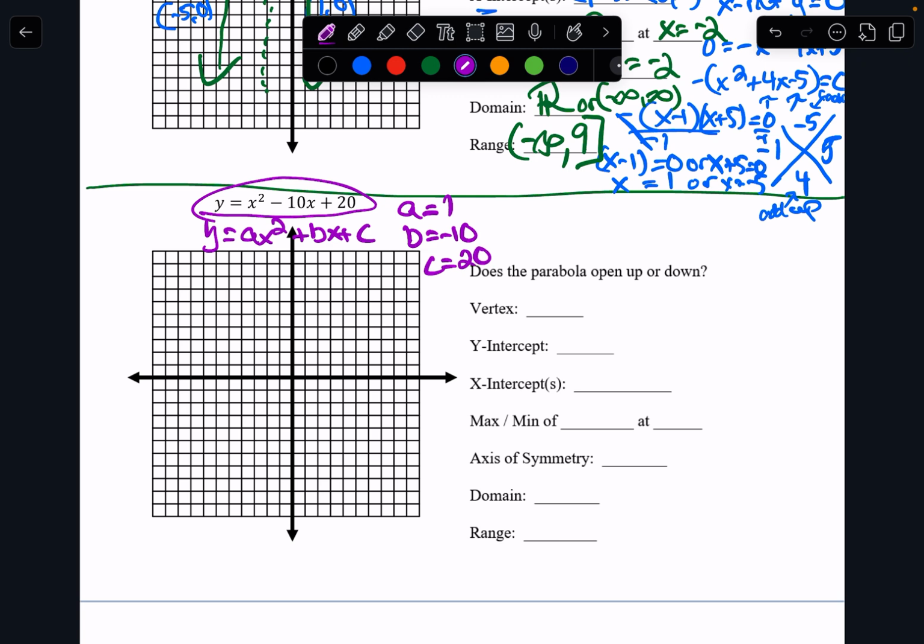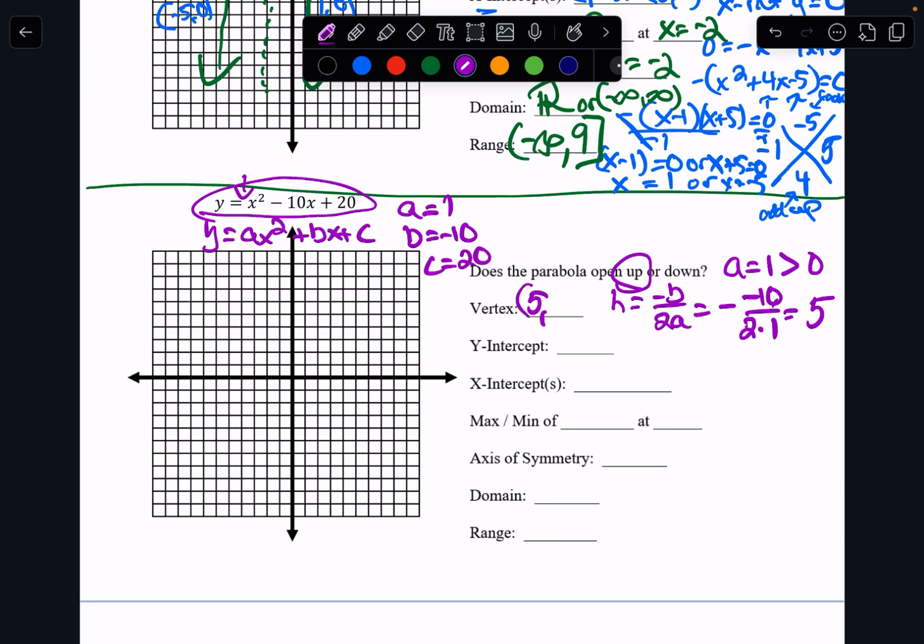Okay, does the parabola open up or down? If we look at the sign, we know that it's going to open up because a, which is 1, is greater than 0. Our vertex, again, is something we need to calculate. So h equals negative b divided by 2a. Negative our b, which is negative 10, over 2 times 1. We have 2 negatives, so it's a positive. 10 divided by 2 is 5. So the x value of the vertex is going to be 5.